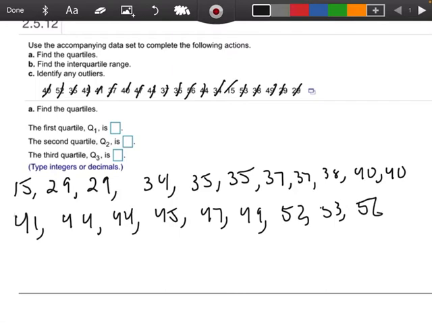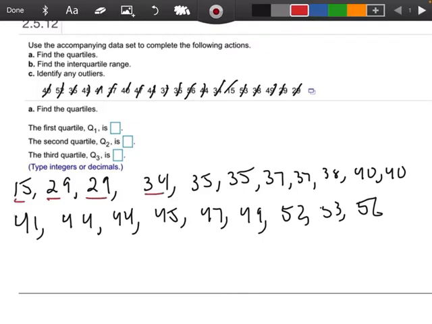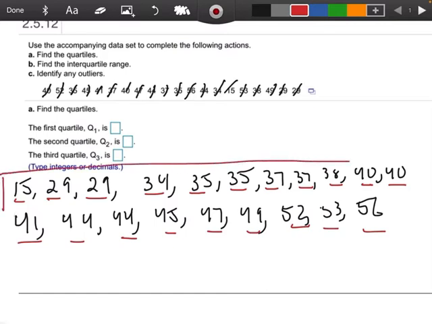I'm going to count how many numbers I have. 1, 2, 3, 4, 5, 6, 7, 8, 9, 10, 11, 12, 13, 14, 15, 16, 17, 18, 19, 20. Okay, so we have 20 numbers here. We're going to find the first quartile Q1. The first quartile says we're going to look at the first 10 numbers, right? So here's my first 10, and I'm going to find the median of this set.